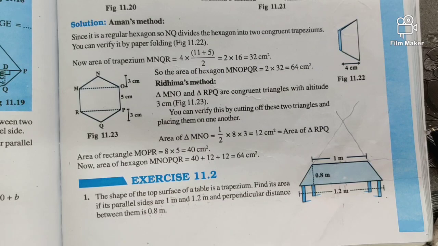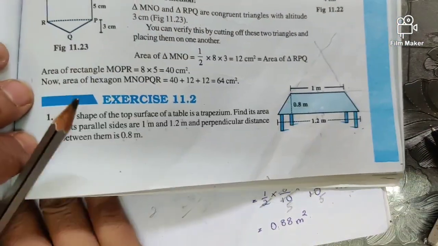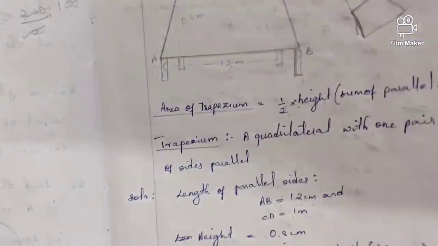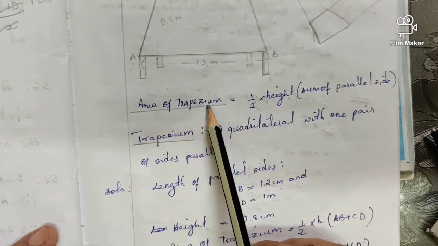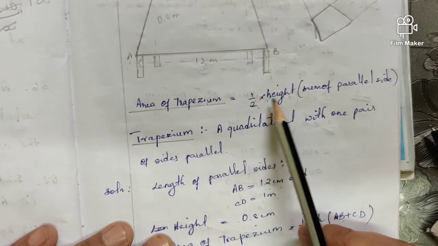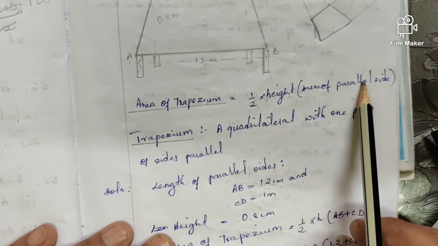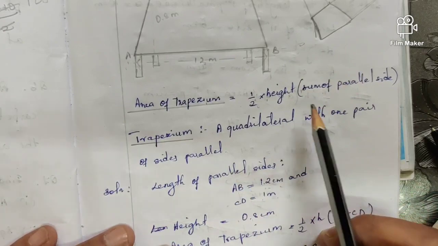Right, let's continue with exercise 11.2. Before we start the exercise, I'm going to give you a formula and meaning. You have to listen very carefully. This is very important. Area of trapezium formula: half into height into sum of parallel sides. Parallel means lines never intersect.